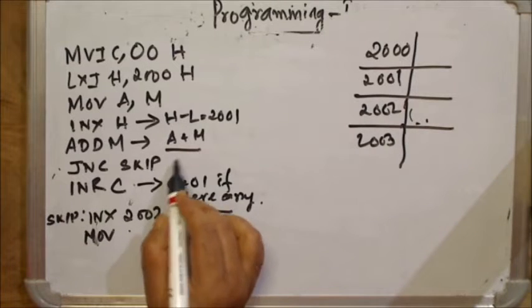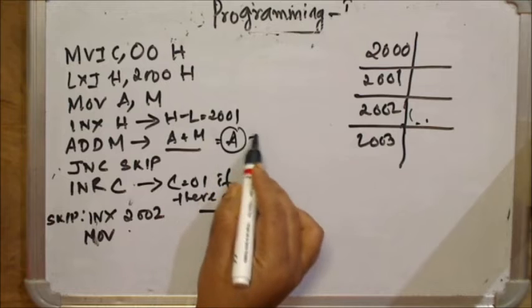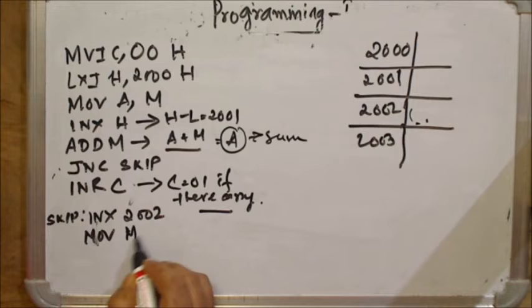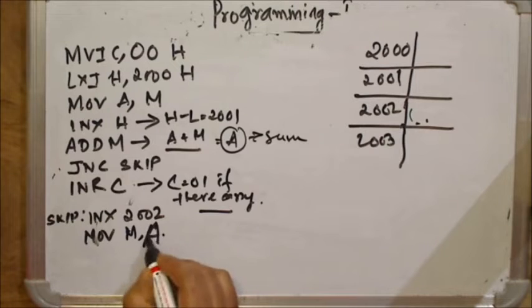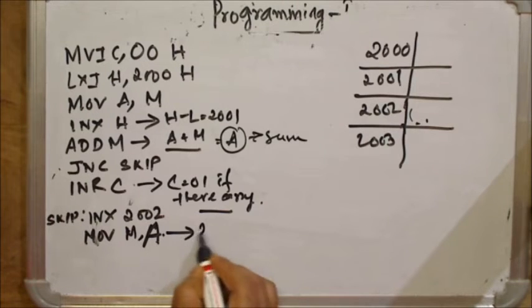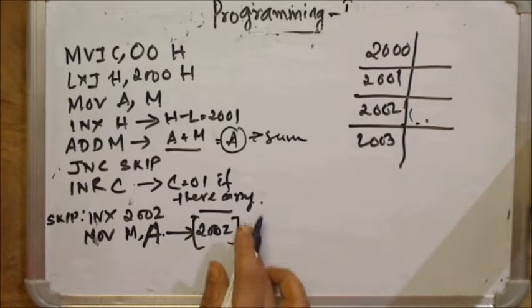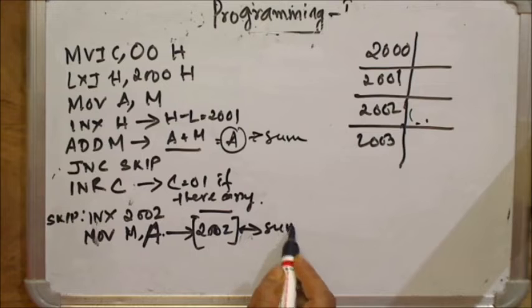So we will store the sum at this memory location. How is the sum stored? In A. The sum is stored in A. So move M comma A. Whatever is in A, 2002 will store the sum.